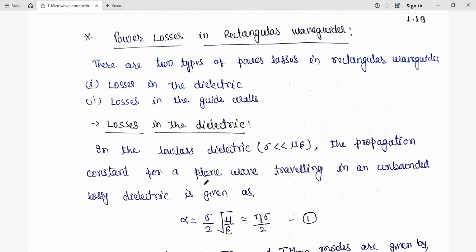Now, the main important thing is power loss. Any doubt, you can write in the comment box. So power loss. What are the various losses that occur in the rectangular waveguide? These losses are characterized as loss in the dielectric and loss in the guide walls. The guide walls through which the wave propagates, there also loss occurs, as well as in the dielectric. So first we are considering loss in the dielectric.